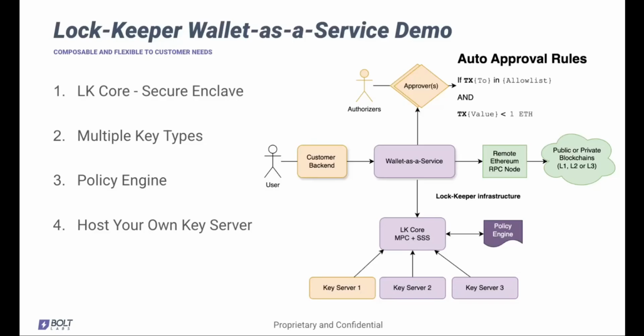The demo shows how customers can set up an auto approver that approves transactions where the addresses are in an allow list below 1 ETH, and anything above will be rejected or require a manual approval. In summary, Lockkeeper Wallet as a Service can support any EVM-compatible chain either at L1 or L2, and we are very excited to extend our APIs to other blockchains given the Web3 infrastructure that is now abstracted away by the Lockkeeper API.